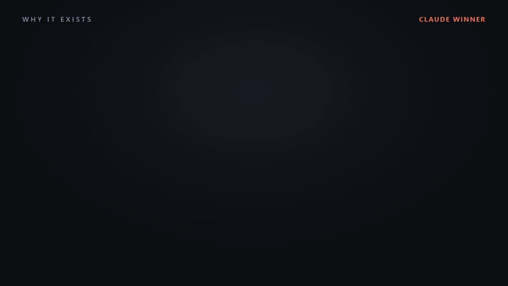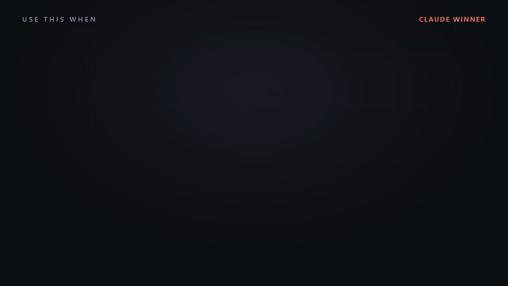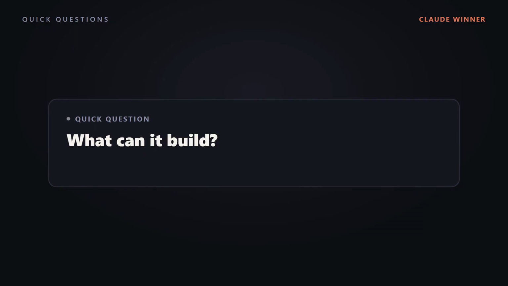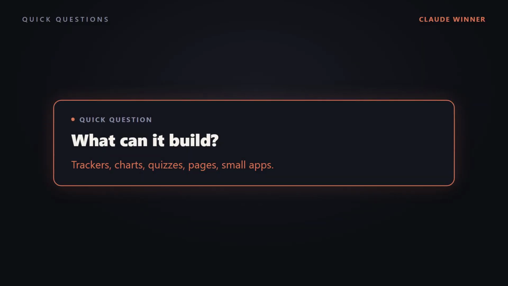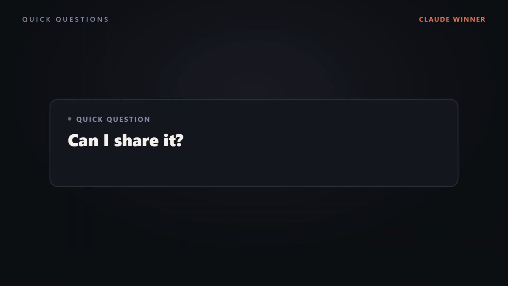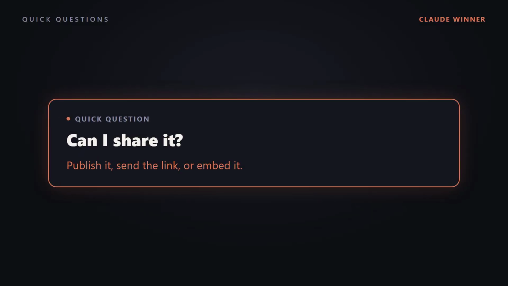Why does this exist? Because "Tell me how to build a budget tracker" and "Here is your budget tracker" are very different products. Only one of them saves you an afternoon. Use this when you catch yourself about to ask for instructions. Ask for the thing instead. Quick questions. What can it build? Documents, trackers, charts, quizzes, landing pages, small apps. Can I share it? Publish it, send the link, or embed it in a website.